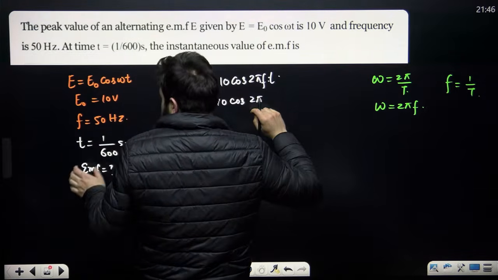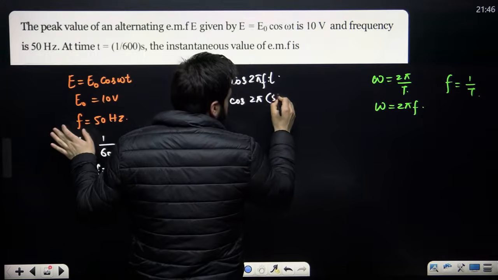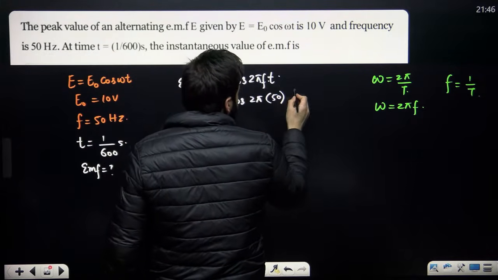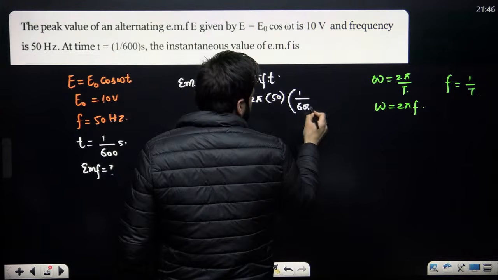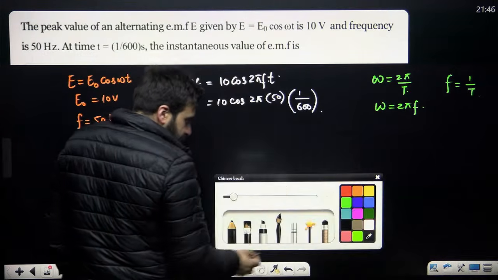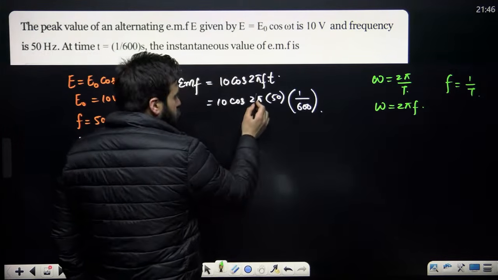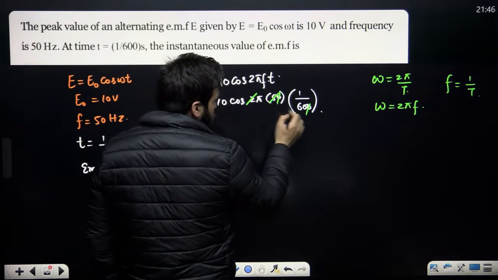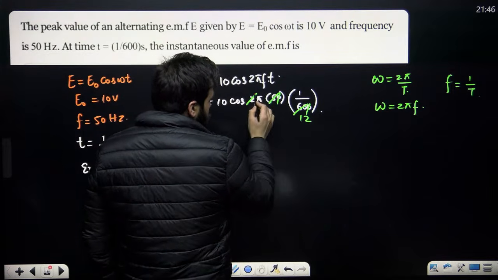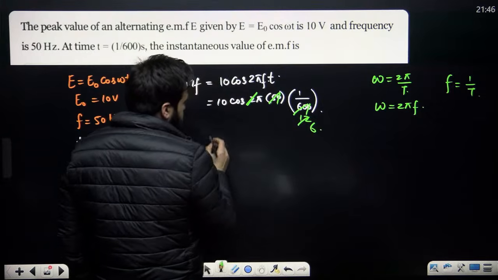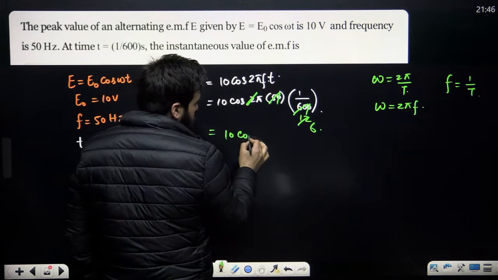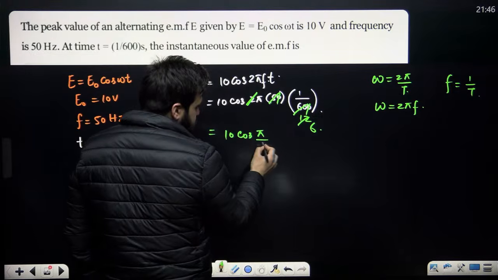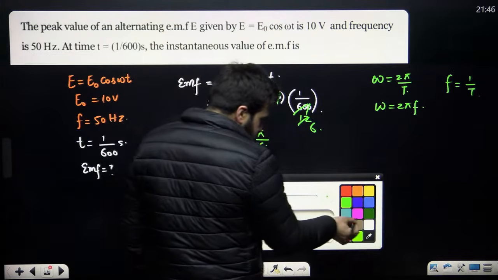So you can write over here 10 cos of 2 pi. What is the value of frequency, by the way? That is 50. And time T is 1 by 600. So you have to tell me at this time what will be the instantaneous value. 0 and 0 will cancel. 5 ones are 5, 12s are 12. 2 ones are 2, 6s are 6. So this will come out to be 10 cos of pi by 6. Pi by 6 means 30 degrees.